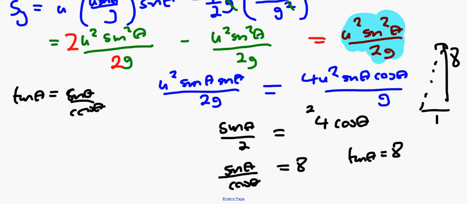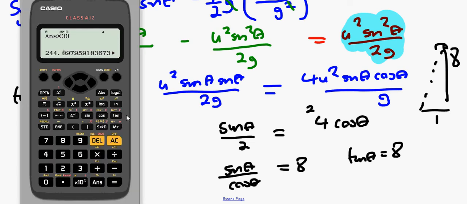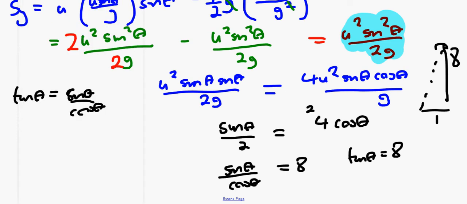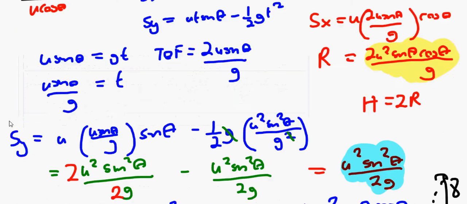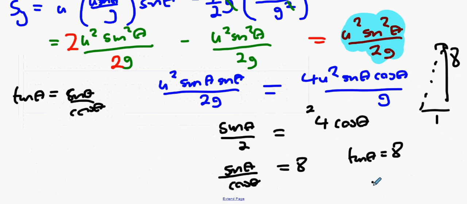Then you tan inverse it, and you get a throw of 82.875. Do I have to round it off or anything like that? Or do we say round it off? Nearest degree. So theta equals 83 degrees. Cool. Alright.